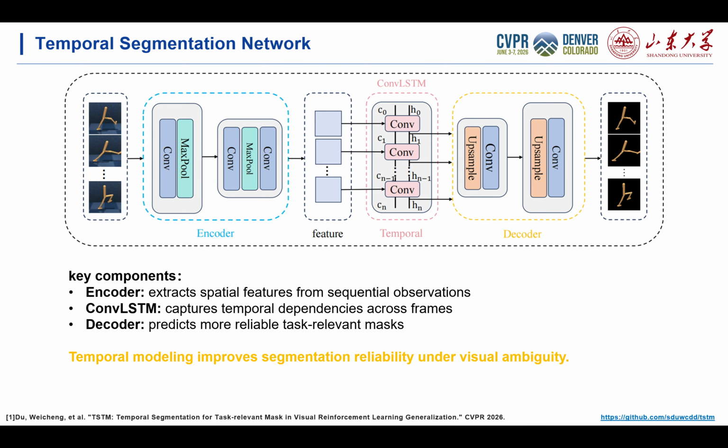Next, I will briefly introduce the temporal segmentation network. The network follows an encoder-temporal-decoder architecture. The encoder extracts spatial features from sequential observations. Then, a ConvLSTM module captures temporal dependencies across frames. This is the key part that allows the model to use temporal information rather than relying on a single image. Finally, the decoder predicts task-relevant masks. The main takeaway of this slide is that temporal modeling improves segmentation reliability under visual ambiguity.